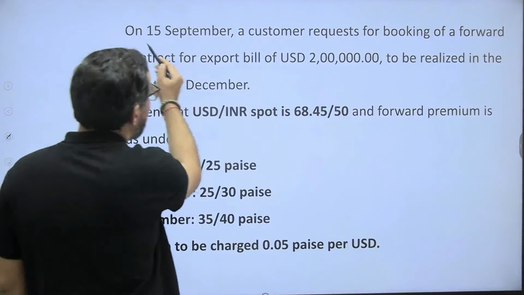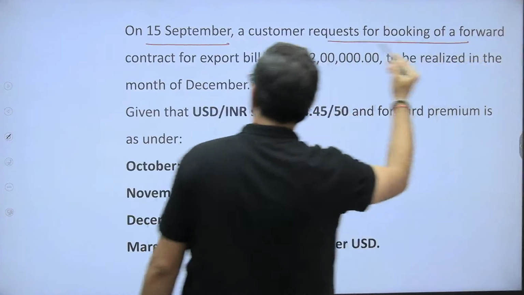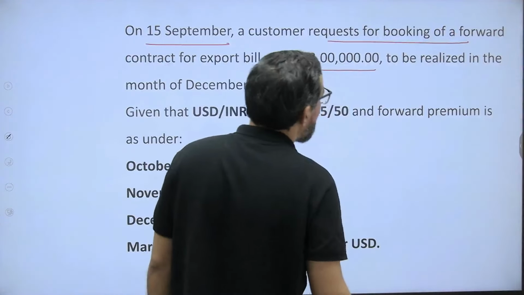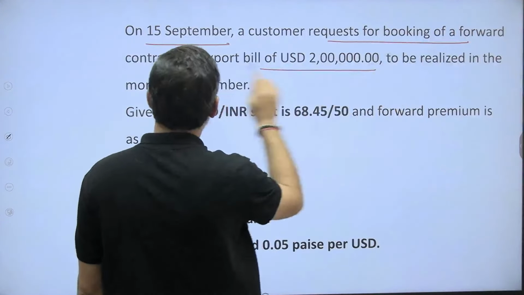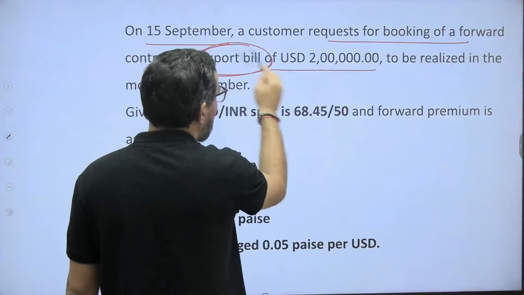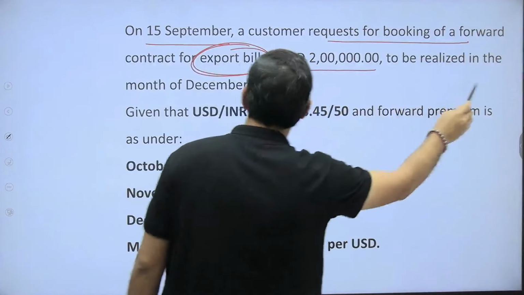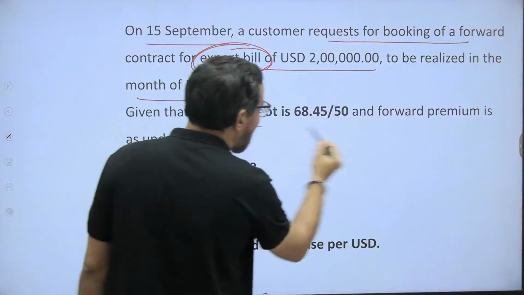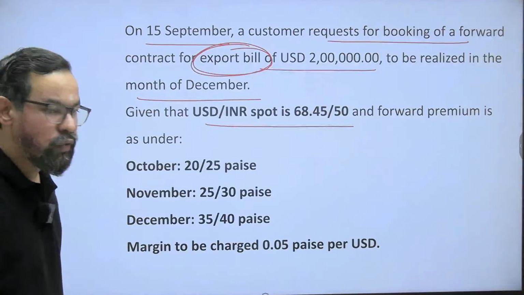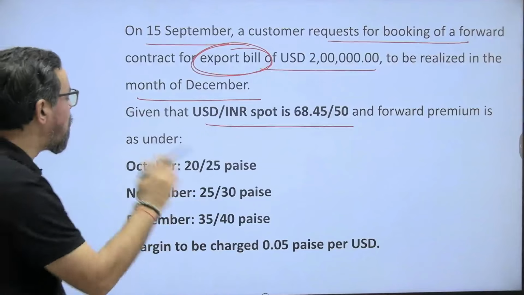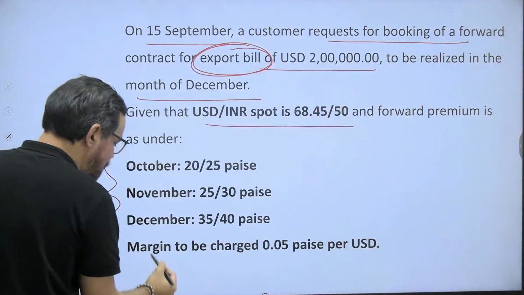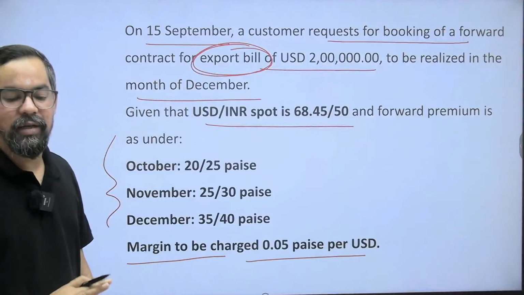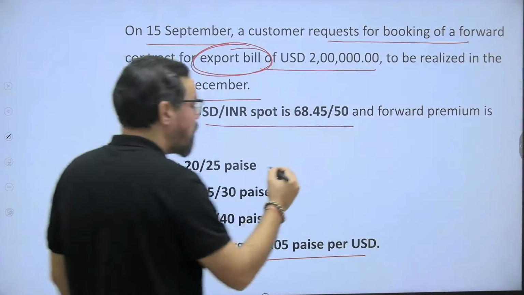On 15 September, a customer requests booking a forward contract for an export bill of 2 lakh US dollar. So it is a forward for an export bill, 2 lakh US dollar to be realized in the month of December. The given USD INR rate is supposed at 68.45/50 and forward premiums are given, and the margin is given. So now you have to calculate something, okay?